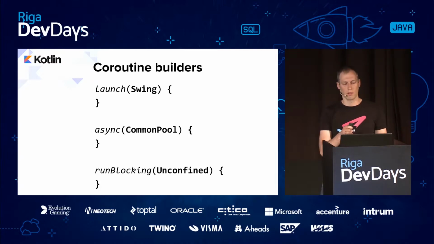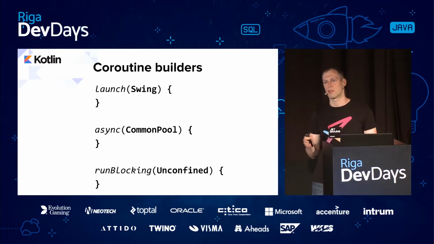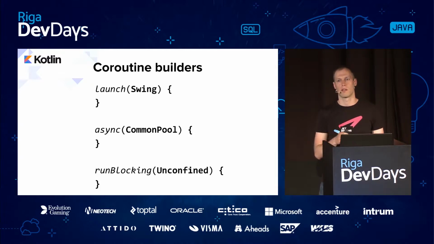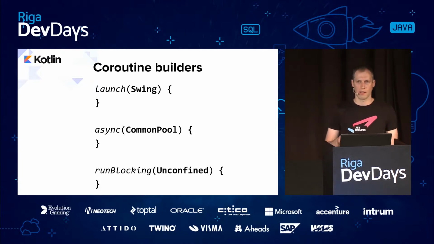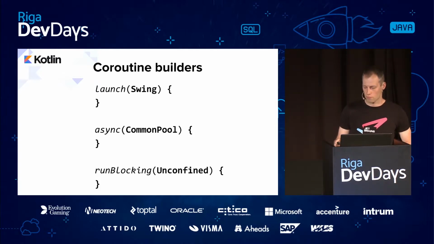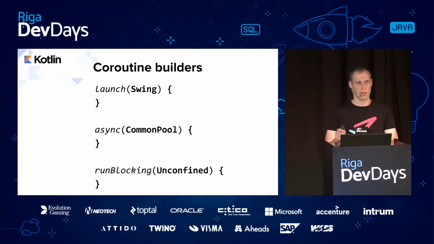And there is also an unconfined dispatcher, and this is a dispatcher that doesn't reschedule any computation on a different thread, and it continues execution on the same thread where continuation resume was called. It is useful for short-living very small tasks to avoid penalties of rescheduling. Let's take a look at an example.